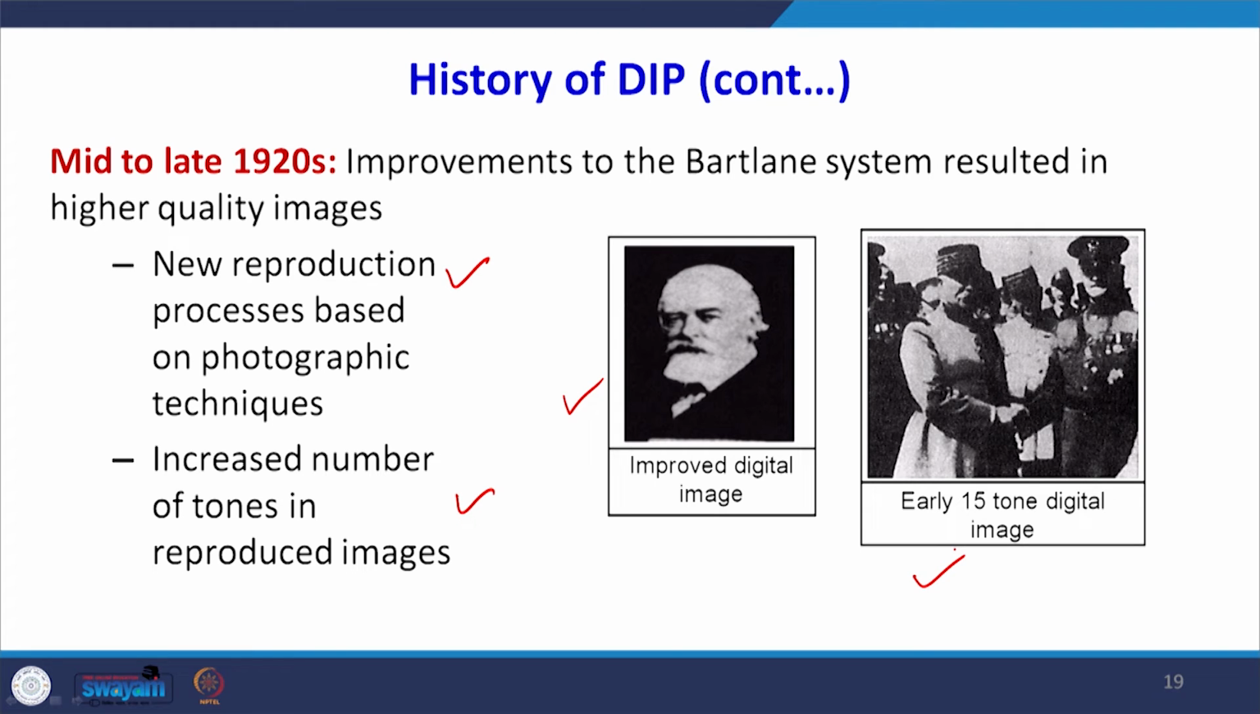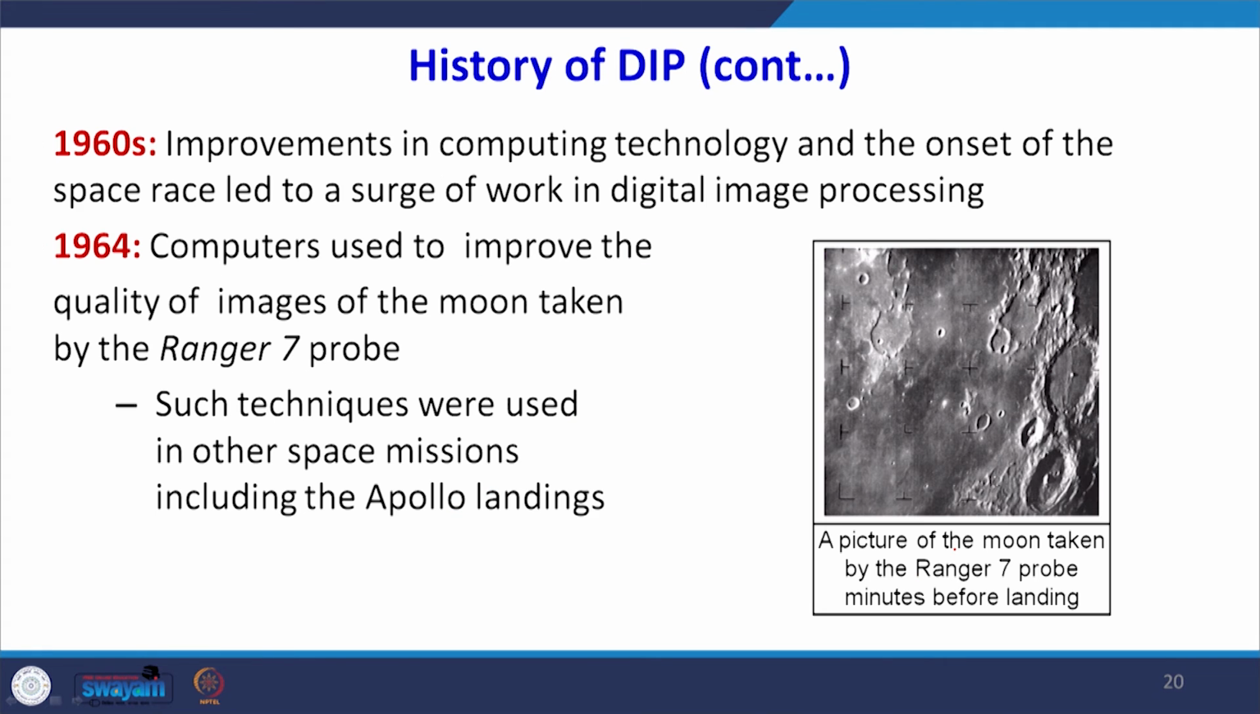As you can see, the improved digital image is on the left side, and it is a 15 tone digital image. As I said, 2 to the power 8 is 256 gray shades. Similarly, the number of tones was 15 now. So you are able to identify 15 gray shades from those images. The more gray shades, the better the detailed information coming out from the image.